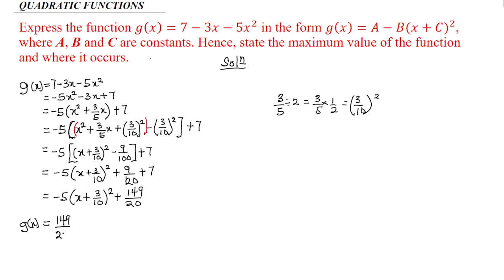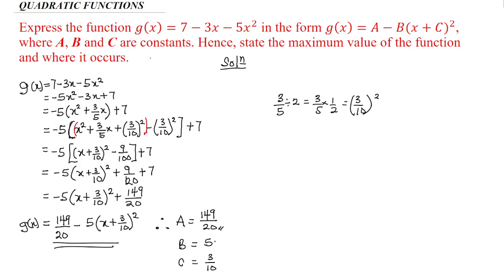149 out of 20 minus 5 into brackets x plus 3 out of 10 all squared, where I can say that a is now 149 out of 20. My b is positive 5 because the negative is already there. All right, so b is the actual number there. The negative is already here. So b is 5, and then my c becomes 3 out of 10. So this is what I have for the first part of the question.